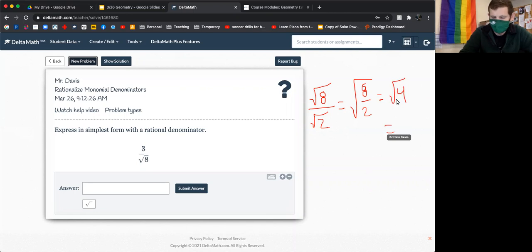And this, I made a very simple example. We know the square root of 4 is just 2, and we're done. You will have problems like this, so it's important to know how to do that. And honestly, a lot of times it's going to look pretty basic, something similar like that.